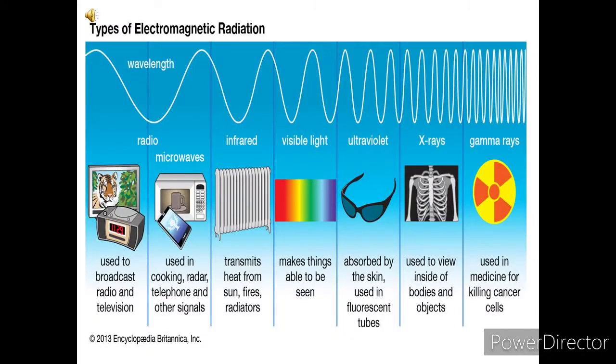We have 7 types of electromagnetic radiation and they are listed according to their wavelengths and photon energies. First, we have radio, microwaves, infrared, visible light, ultraviolet, X-rays, and gamma rays.